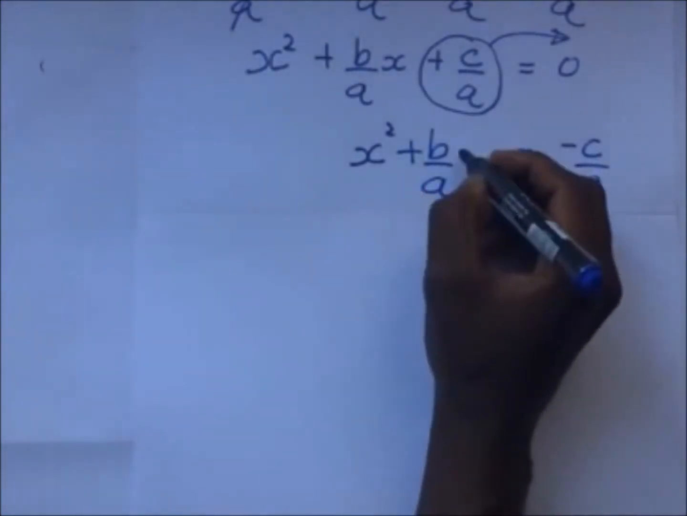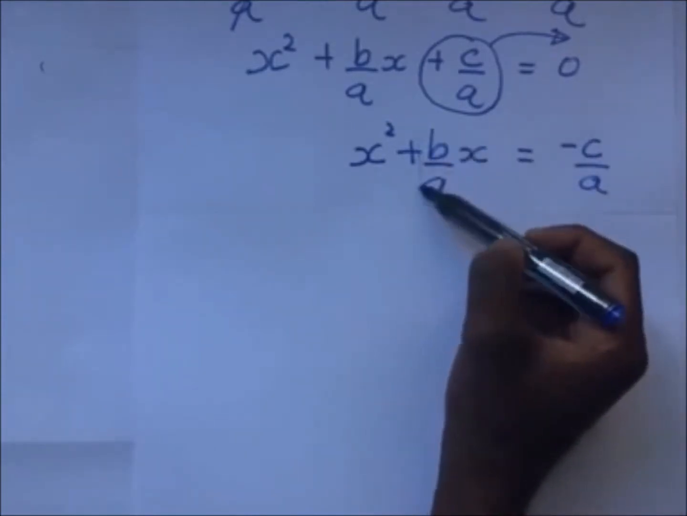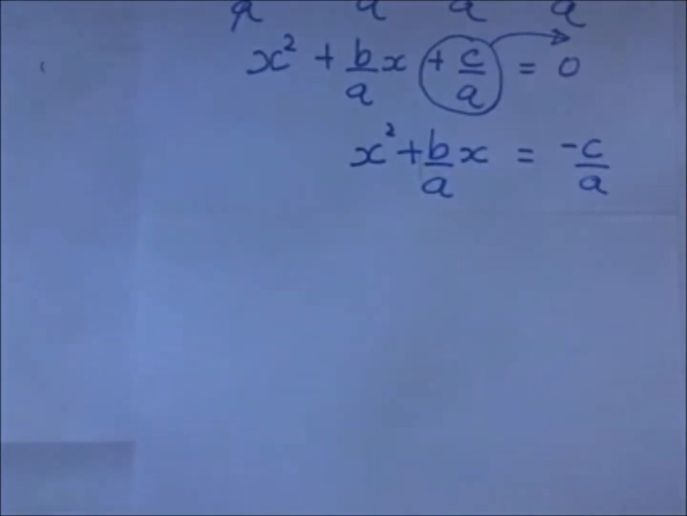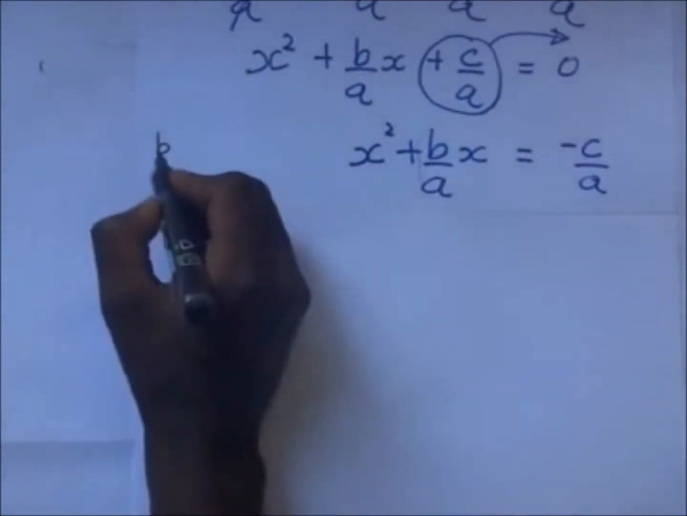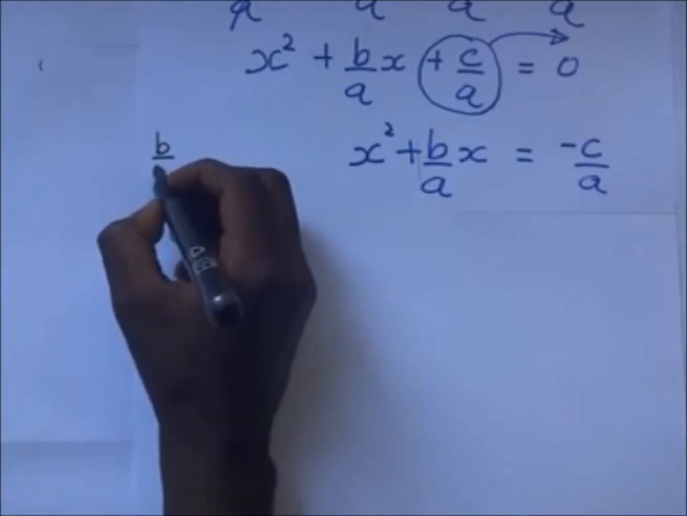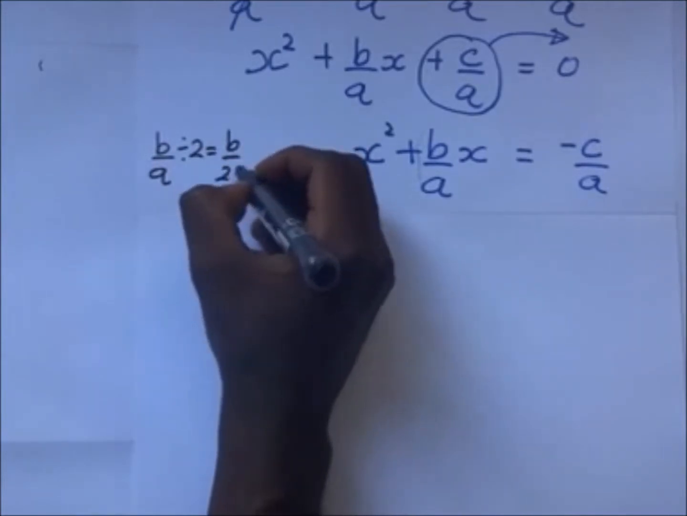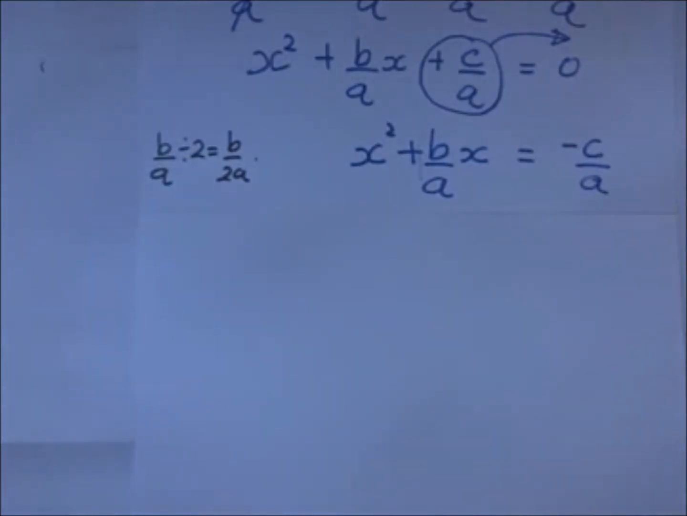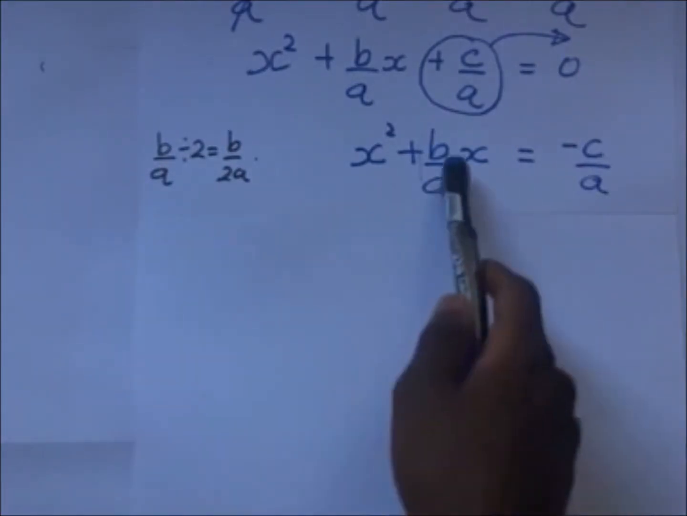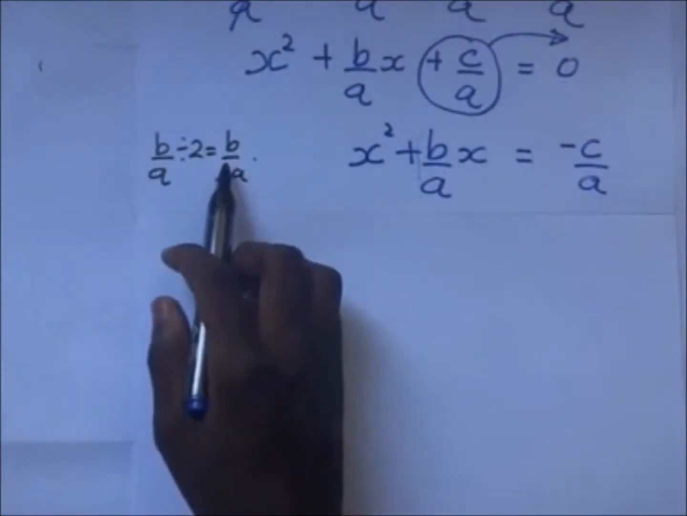Now we look at the coefficient of x, which is b over a. The coefficient of x, b over a, divided by 2, will give us b over 2a. So our next step, just like we've been doing it in our former videos, is that the coefficient of x here, we are supposed to divide it by 2. And b over a divided by 2 is equal to b over 2a.